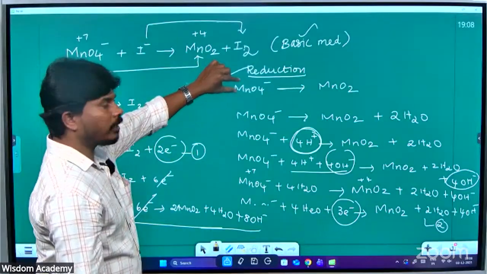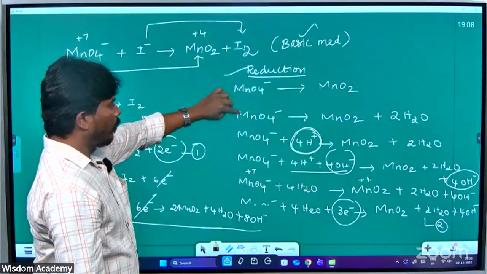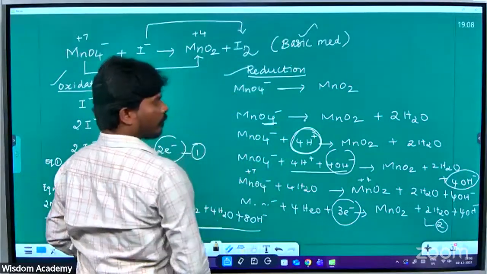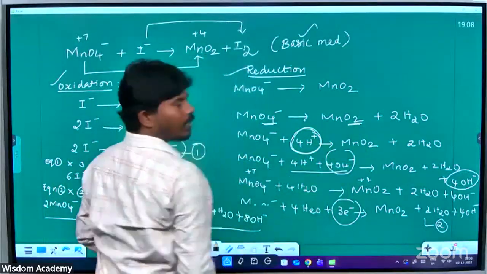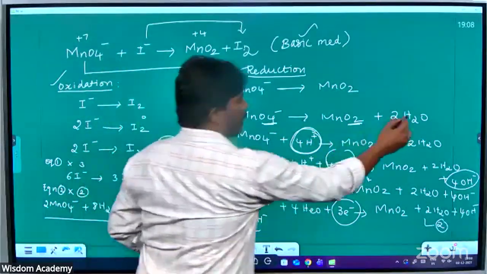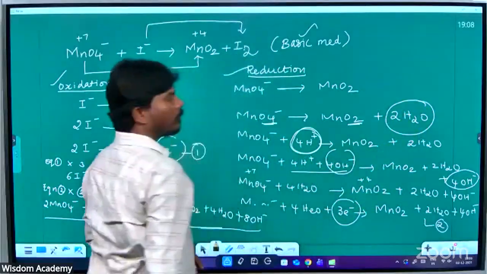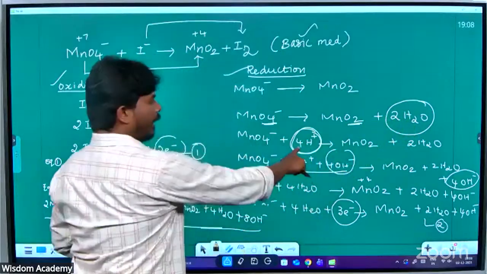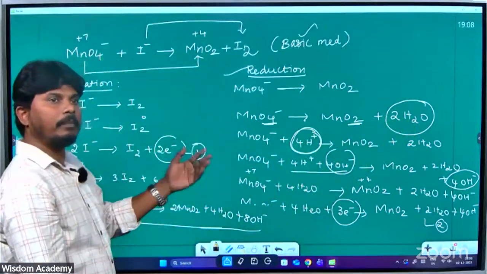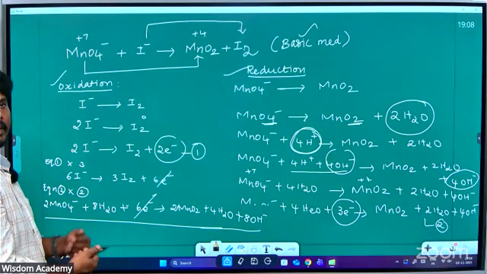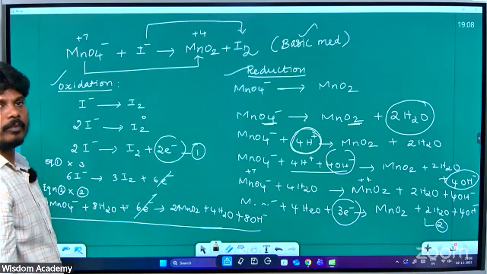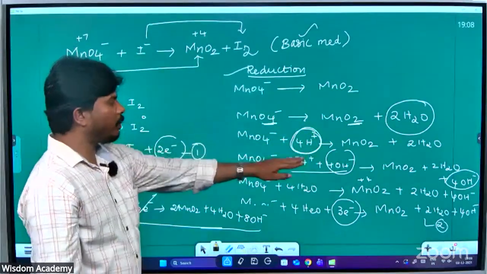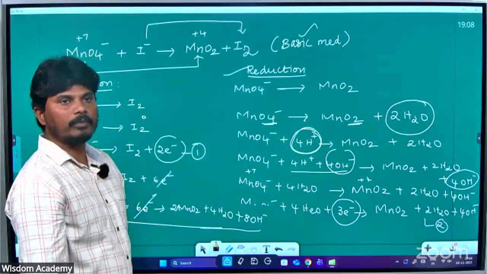This is the reduction half reaction. First, balance the other atoms involved. Here there are 4 oxygen, but on the right side only 2 oxygen. The shortage of oxygen is balanced by water molecules. And then the hydrogen is balanced by adding H plus ions. The same method as the previous oxidation number method, whichever technique you use. Shortage of oxygen is balanced by adding water molecules. Shortage of hydrogen is balanced by adding H plus ions.